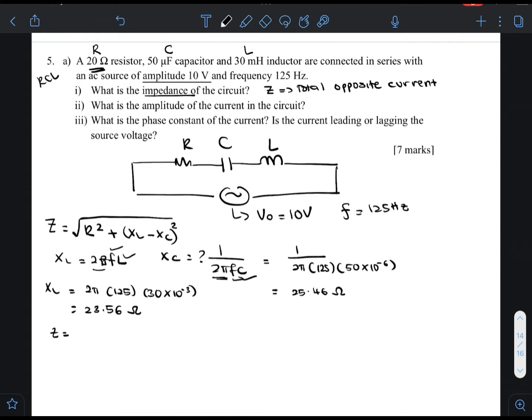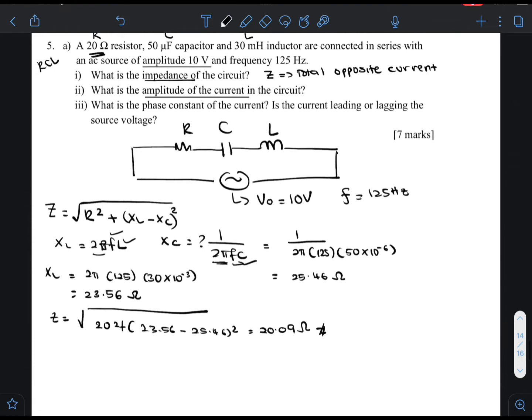So dah ada nilai XL dan XC, you can simply substitute in the equation for your impedance, where the R here is 20 square plus with XL adalah 23.56 minus 25.46 square. And then you press your calculator, you'll get your impedance such as 20.09 ohm. Maka terjawablah soalan pertama. Next, the question asks to find the amplitude of the current.